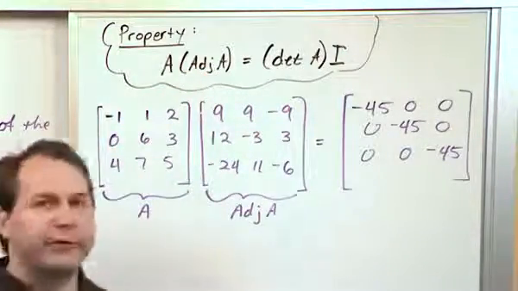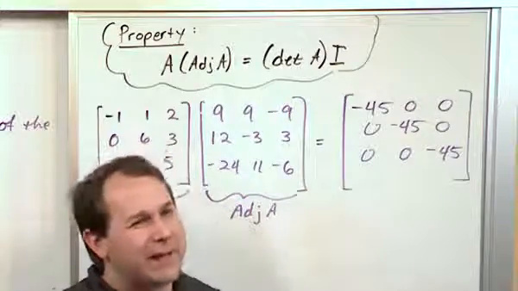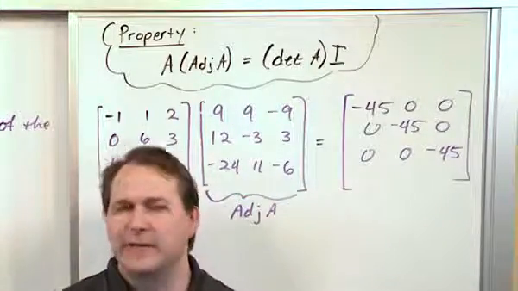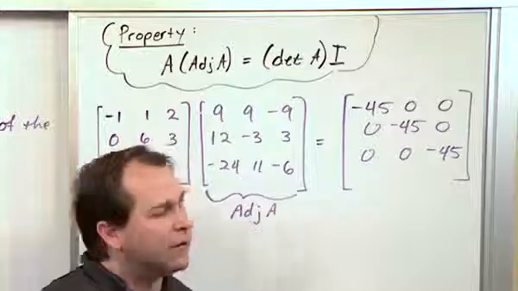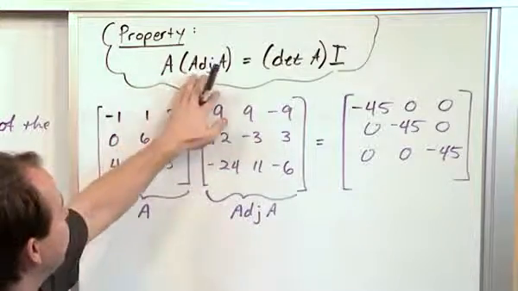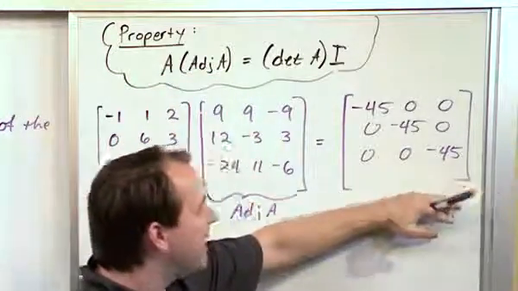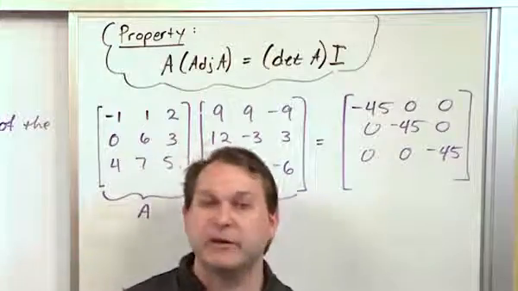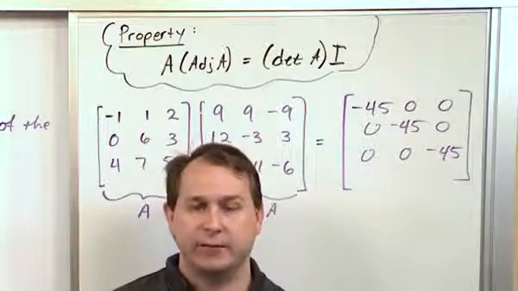Adjoints are defined in terms of cofactors, and the cofactors involve determinants of the sub-matrices. So it makes sense that when you multiply a matrix times its adjoint, the result might have something to do with the determinant of the matrix. That's basically what it is.